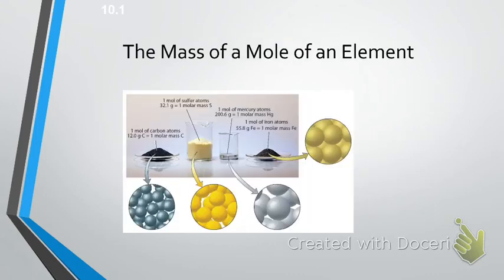I love this picture from your book because it shows you 1 mole. If we look at a mole of carbon atoms, its mass is going to be 12 grams. What's the atomic mass of carbon? 12. Same with sulfur. A mole of sulfur is 32.1 grams. What's the molar mass of sulfur? What's the atomic mass of sulfur? 32.1.